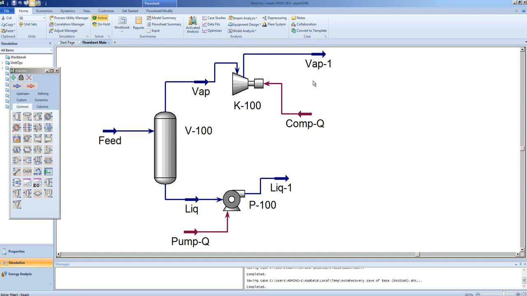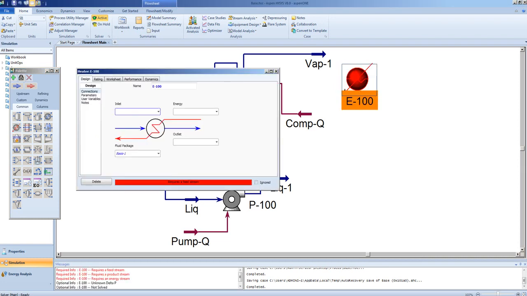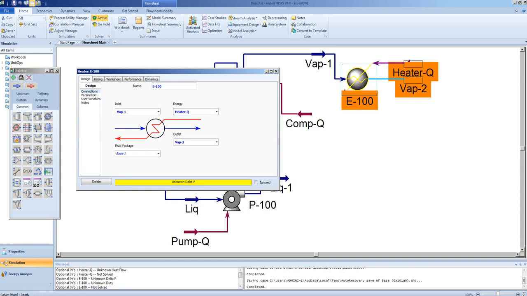Right. Now, for this video, we are going to raise the temperature of this exit stream to add some energy to it, and then use a turbine to recover energy from the compressed gas. So we will choose a heater unit. We will add as the inlet VAP-1, the outlet VAP-2, and the energy as ETA-Q. In this case, we should put a delta P of just 5 psi.